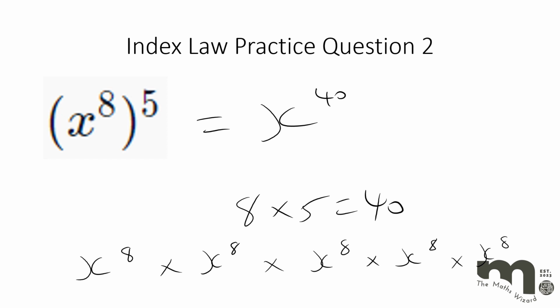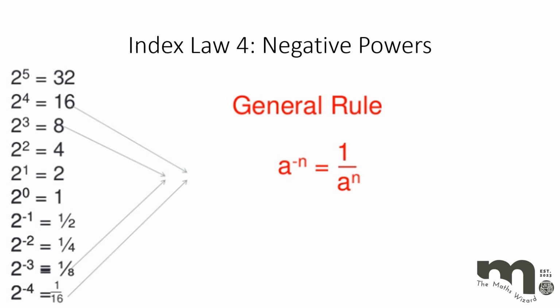Okay, we'll look at another couple of index laws then. So another rule to consider is your negative powers. When you've got negative powers, what this means is any value to a negative power will be 1 over the positive equivalent of that value.